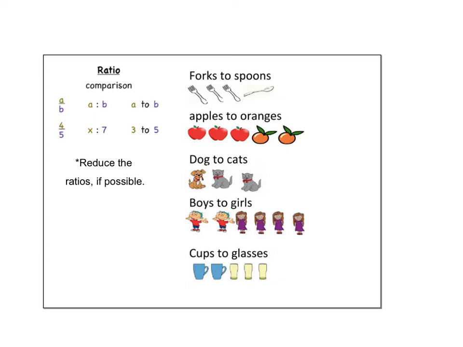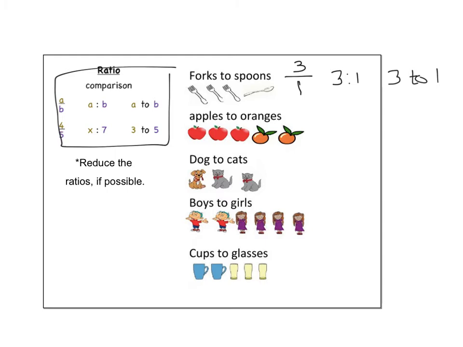So I could write this ratio. I have 3 forks, so I could write 3/1. All right, because I have 3 forks to 1 spoon. Now I could also write this, and you can see over here, these are the different ways we can write our ratios. I could write it as 3 and then the semicolon 1, or I could write 3 to 1. All right, these are all different ways that we can write ratios for what we're doing today. It doesn't matter which way you choose to write them. But if you do get to a point where you can reduce the numbers, please do so.